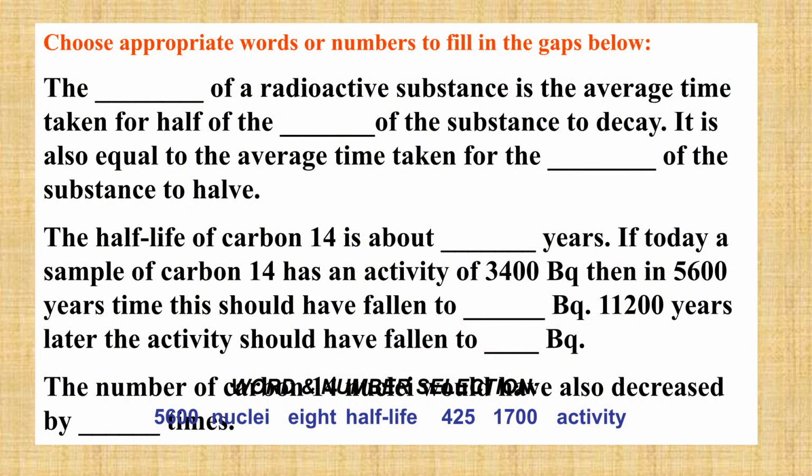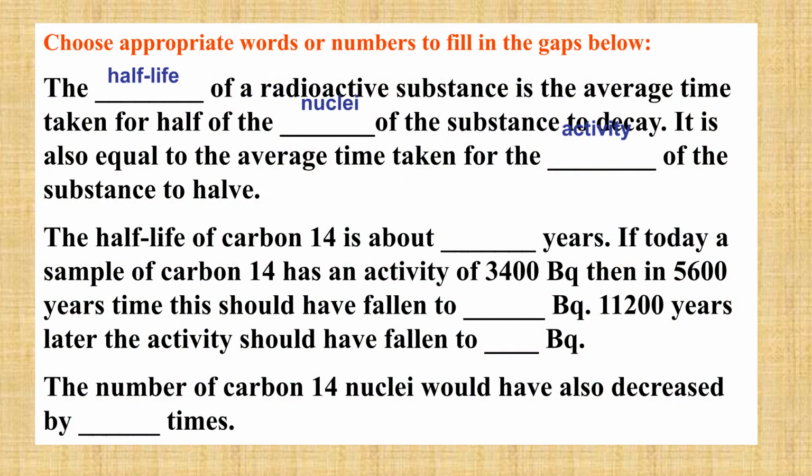Now let's complete the sentences. The half-life of a radioactive substance is the average time taken for half of the nuclei of the substance to decay. It is also equal to the average time taken for the activity of the substance to halve. The half-life of carbon-14 is about 5,600 years. If the current activity is 3,400 becquerels, it will fall to 1,700 becquerels in 5,600 years and 850 becquerels in 11,200 years. The number of nuclei would have decreased by 4 times.